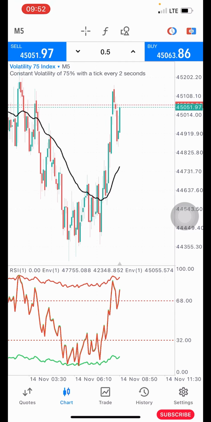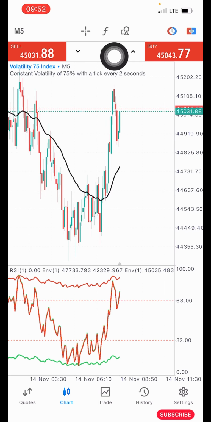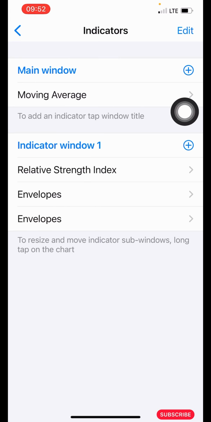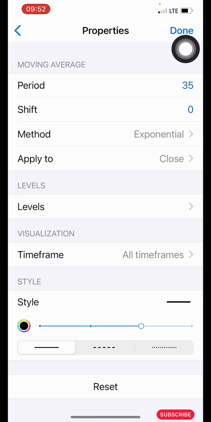Now for setting this strategy up, this is what you have to do. You click on this F icon here. After clicking on the F icon, you search for the moving average, which is our first indicator. You click on the main window plus icon and search for your moving average. Now the period is 35, shift is 0, method is exponential, apply to is close.